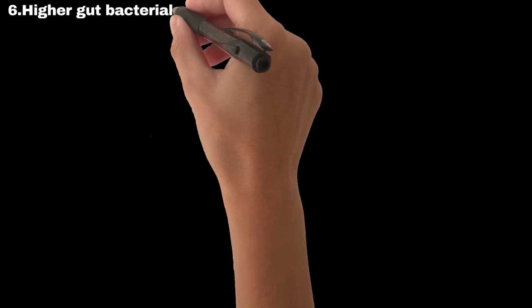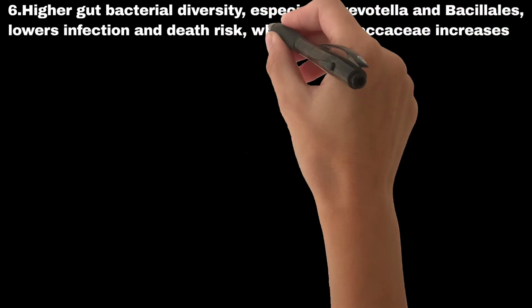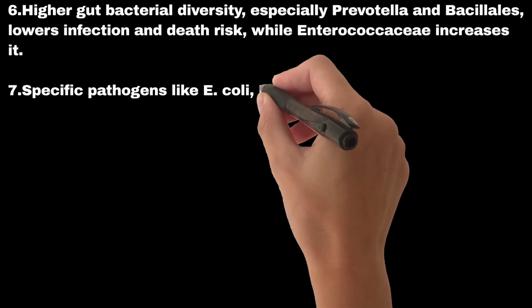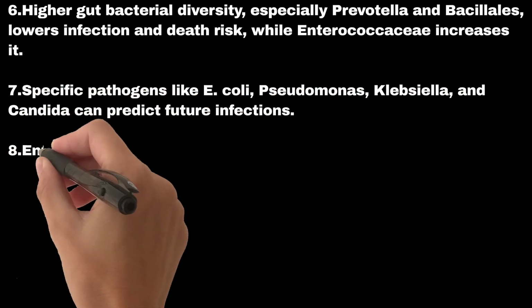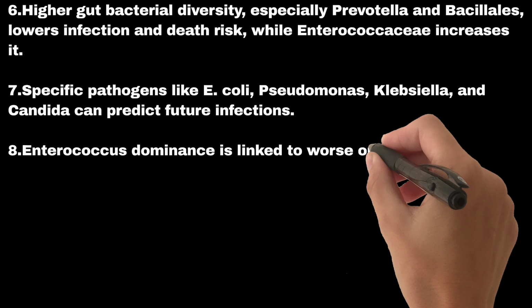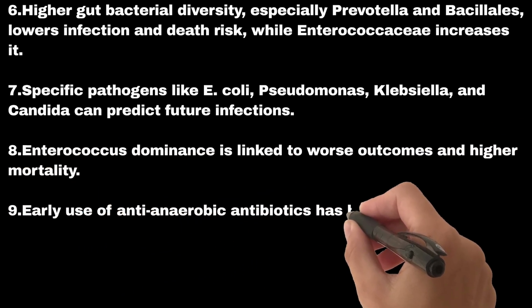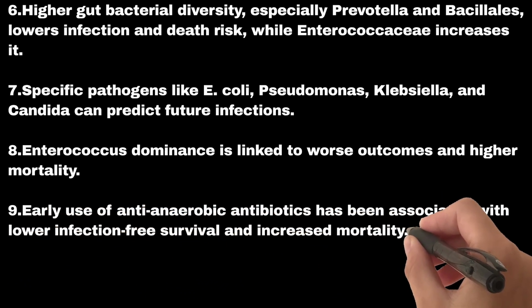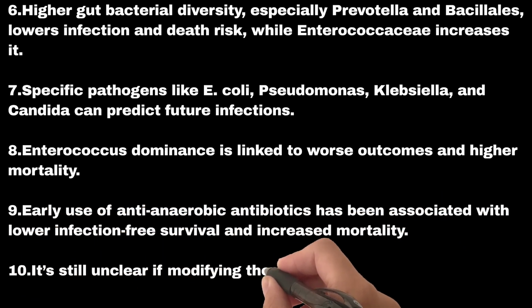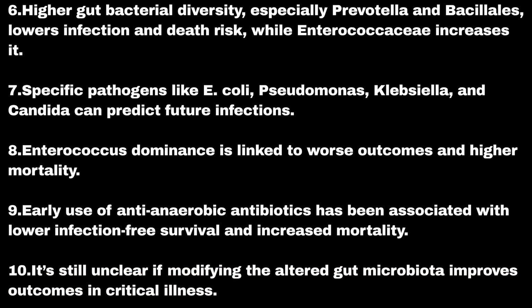Higher gut bacterial diversity, especially Prevotella and Bacillales, lowers infection and death risk, while Enterococcaceae increases it. Specific pathogens like E. coli, Pseudomonas, Klebsiella, and Candida can predict future infections. Enterococcus dominance is linked to worse outcomes and higher mortality. Early use of anti-anaerobic antibiotics has been associated with lower infection-free survival and increased mortality. It's still unclear if modifying the altered gut microbiota improves outcomes in critical illness.